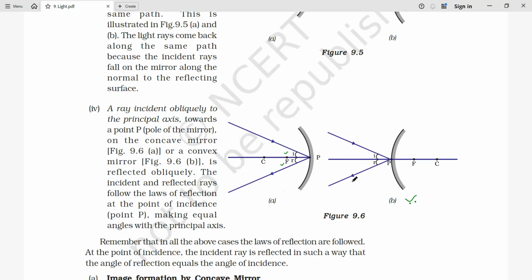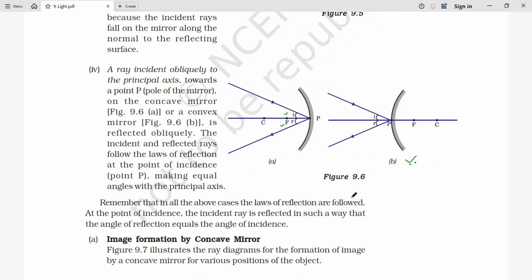So the incident ray and reflected ray follow the law of reflection. Okay. What is the law of reflection? The incident angle should be equal to the reflected angle, and the incident ray, reflected ray, and normal, all three are going to lie in the same plane.